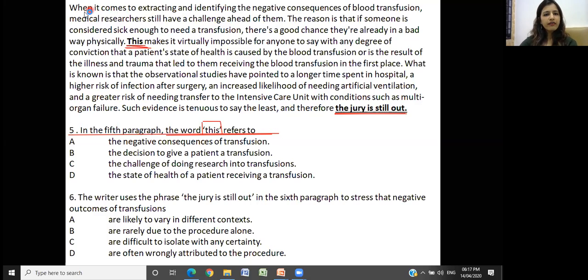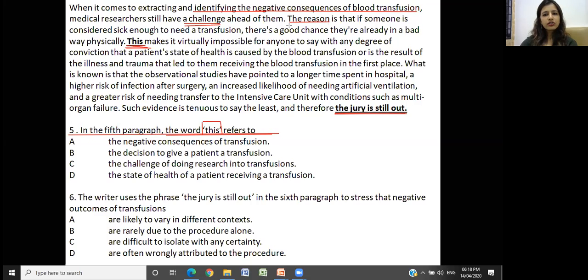So now this paragraph says, when it comes to extracting and identifying the negative consequences of blood transfusion, medical researchers still have a challenge ahead of them. That means it is difficult for us to identify the negative consequences. The second sentence says the reason.